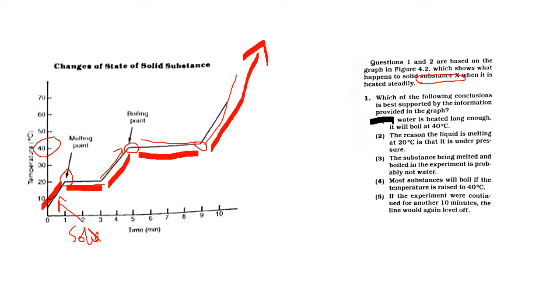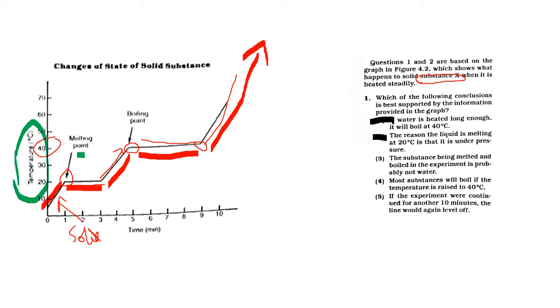Number 2, the reason the liquid is melting at 20 degrees Celsius is that it is under pressure. Now look at the graph. We have temperature. The temperature increases and then it starts to melt. There's nothing about pressure on this graph. So we cannot say it is because of pressure. So let's take away answer number 2.